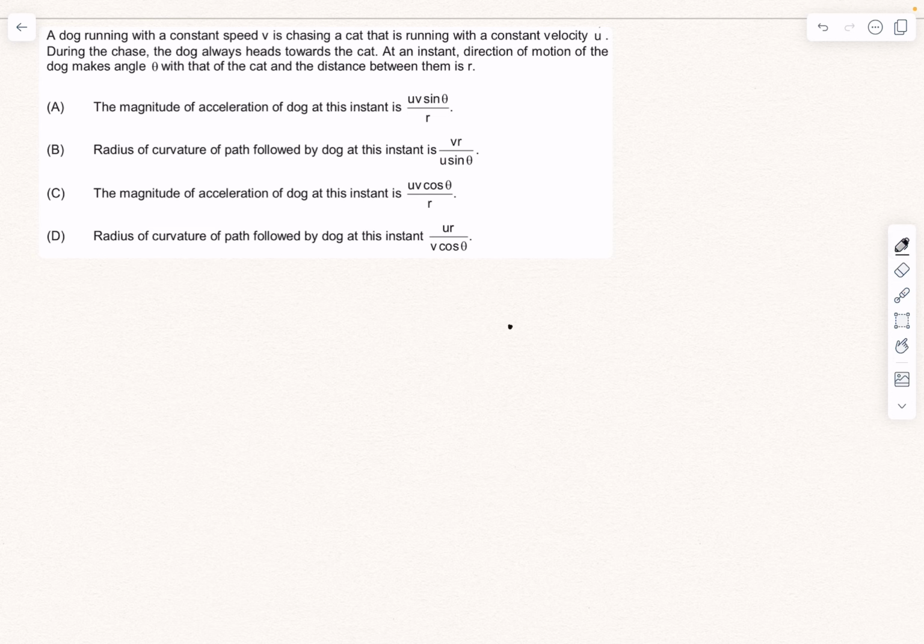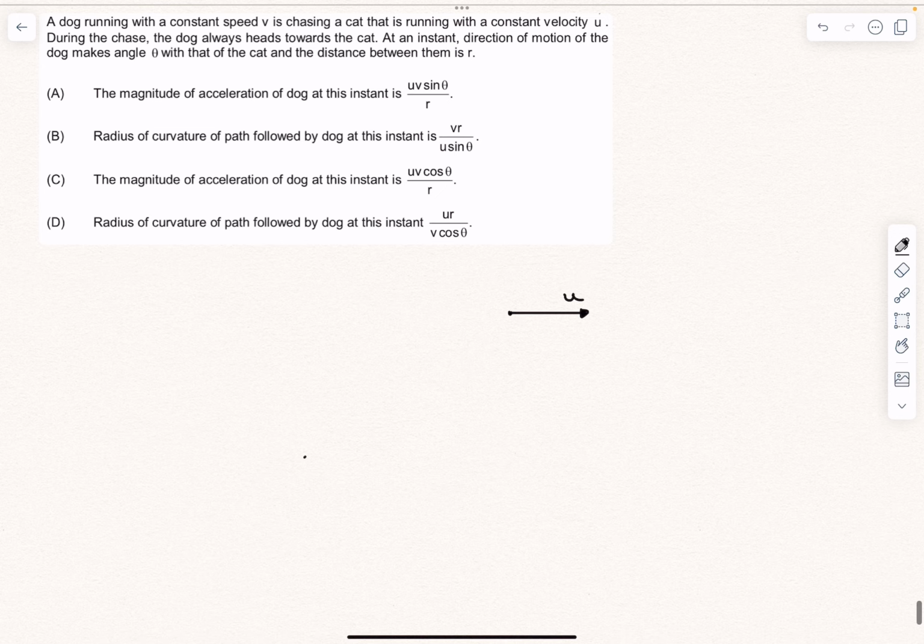So let's just assume the cat is actually running horizontally and the speed of the cat is given to be u. And the dog is, let's say, over here somewhere. So the distance between the cat and the dog at this instant is given to be r. So this is the direction of motion of the dog, and it makes an angle theta with the direction of motion of the cat. So this angle is theta. So this is the situation. So we have to figure out the magnitude of acceleration of the dog, also the radius of curvature of the path followed by the dog at this instant. Okay, so now let's begin.